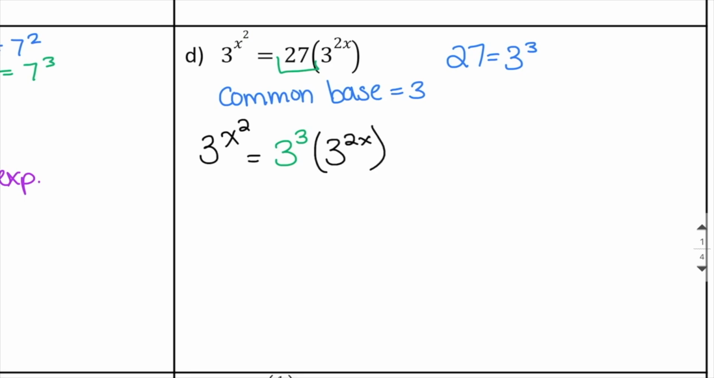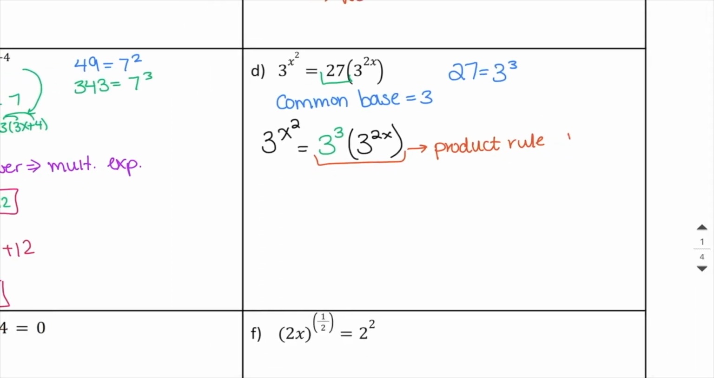Now, because this is multiplication here, we're going to use the product rule, which is anything multiplied together with the same base, you can just add the exponents. So I'm going to add my exponents here, and my base is still 3, and I get 3 to the power of 2x. And then here, I'm just going to copy this down right here.